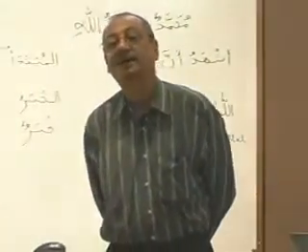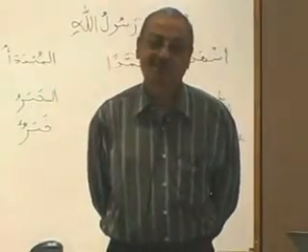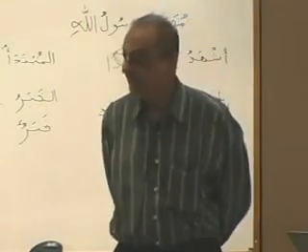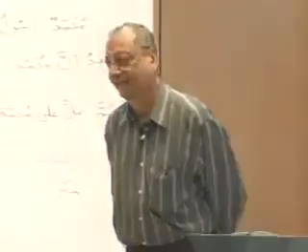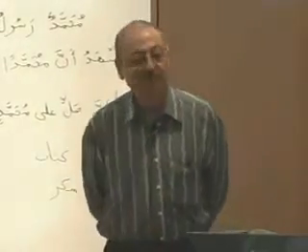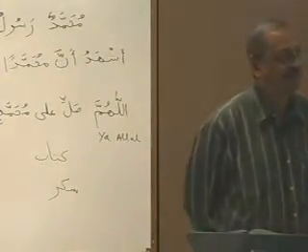Every sentence, if it is a jumla ismiya, will have these two parts. There will be a subject and there will be a predicate. Now, in the beginning, we are dealing with simple sentences. As we go deeper and deeper, we will be learning a lot more. Things will get a little complicated.